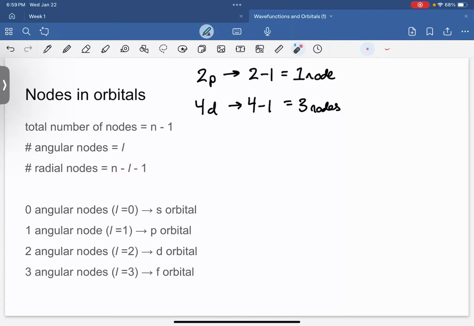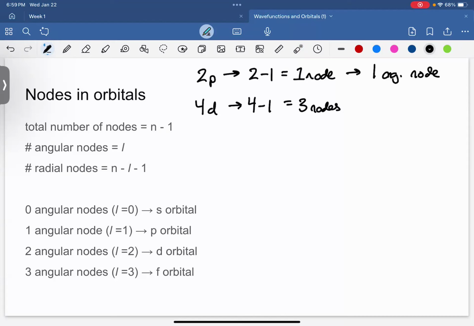To determine the number of angular nodes, that depends on this L. Recall that when L equals 0, we have an s orbital. When L equals 1, we have a p orbital. L equals 2, d orbital. L equals 3, f orbital. So in a 2p orbital, L is equal to 1. And so if we have one node in a 2p orbital and L is equal to 1, this means this must be one angular node.